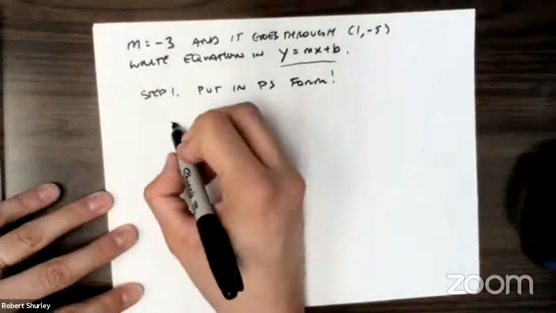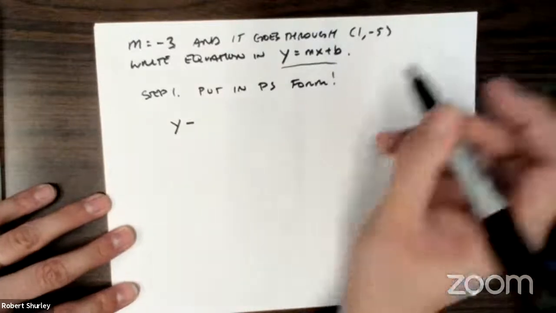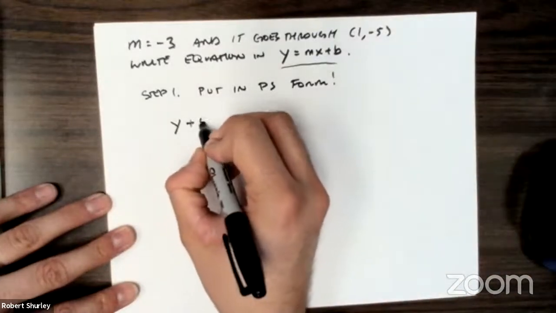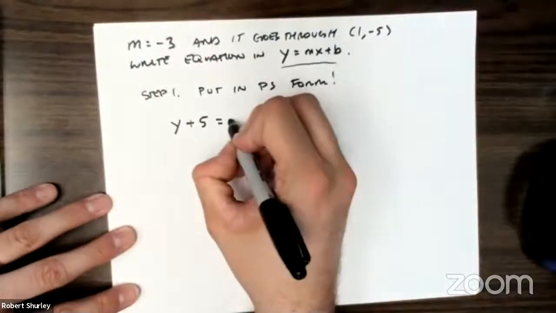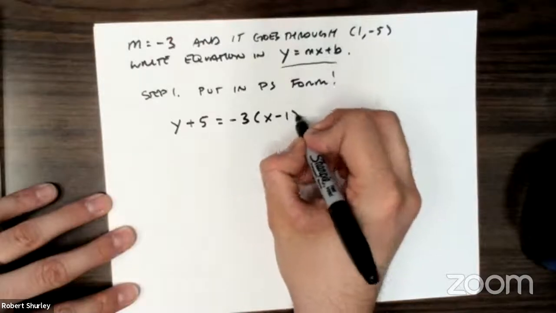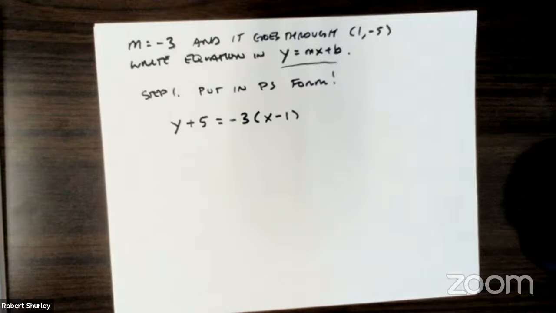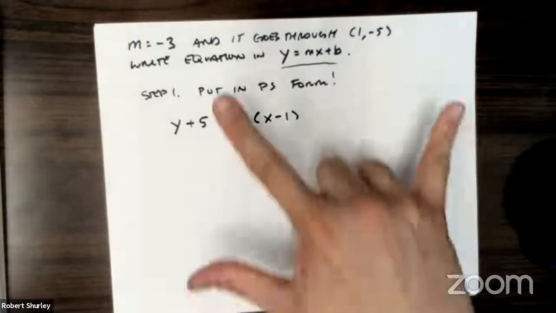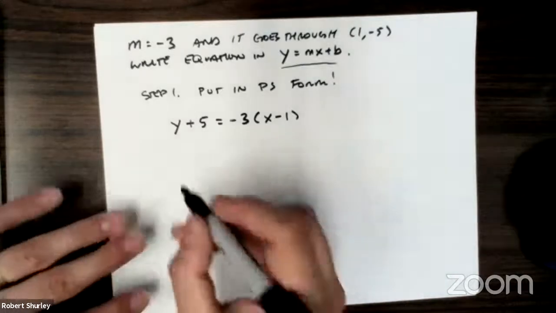So point slope form, remember, was y minus y1. Now, y1 is -5, so it's going to be y minus a -5. So y plus 5 equals m, -3, times x minus 1. So I could automatically, boom, in one step, just put this in point slope form because it gave us a point and a slope. That's nice. Okay.